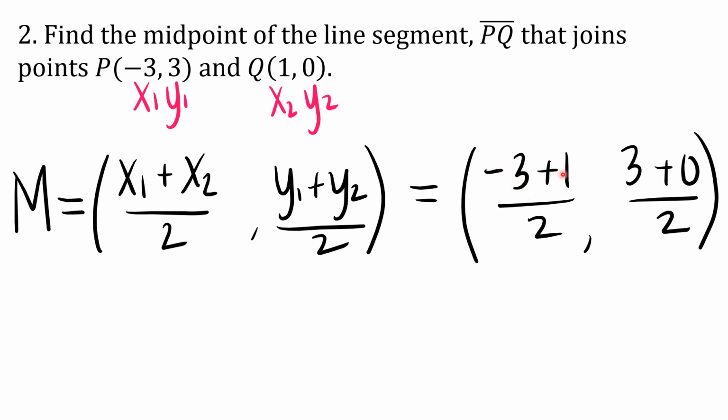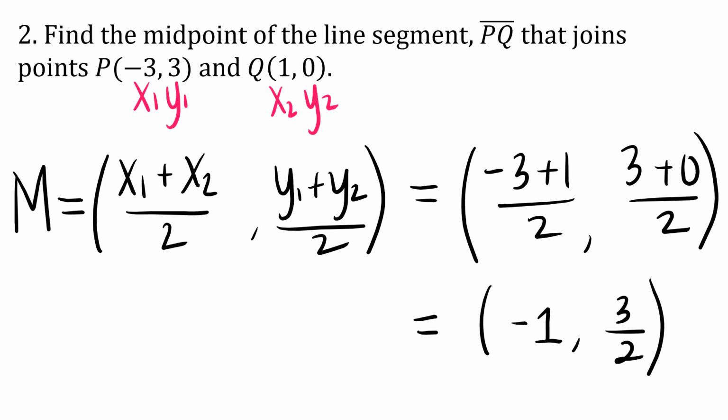Negative 3 plus 1 would be negative 2, so negative 2 over 2. And then 3 plus 0 would be 3, so 3 over 2. Negative 2 over 2 is negative 1, and 3 over 2 does not reduce. That is in simplest form, so we're just going to leave it as 3 over 2.